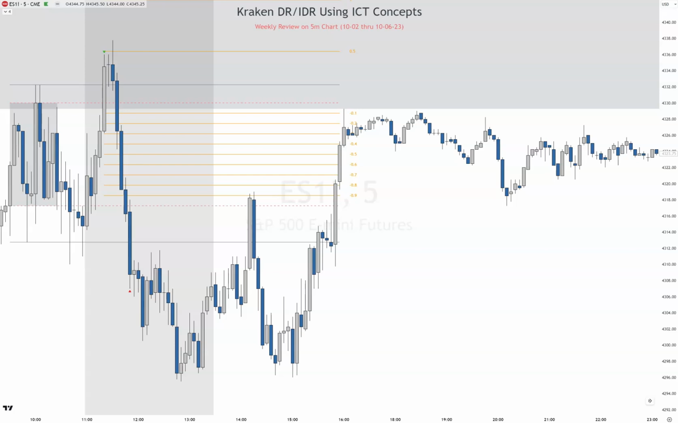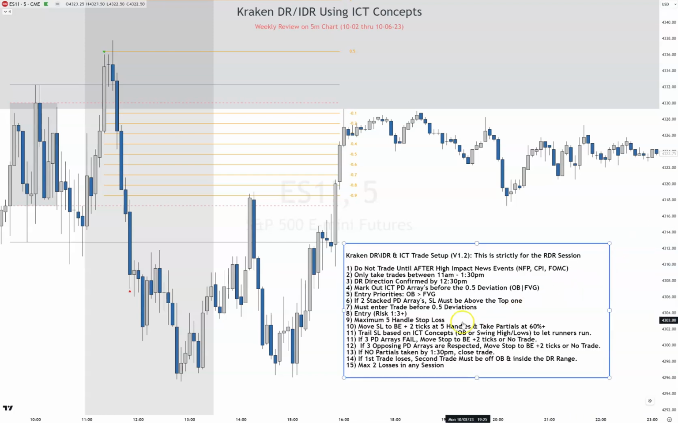Today I want to go over the Kraken DR IDR using ICT Concepts. It's the weekly review on the 5-minute chart for October 2nd through October 6th. So the first thing I'm going to do is throw up the rules up here because I haven't done that in the last few weekly reviews. So I want to go over the rules real quick.